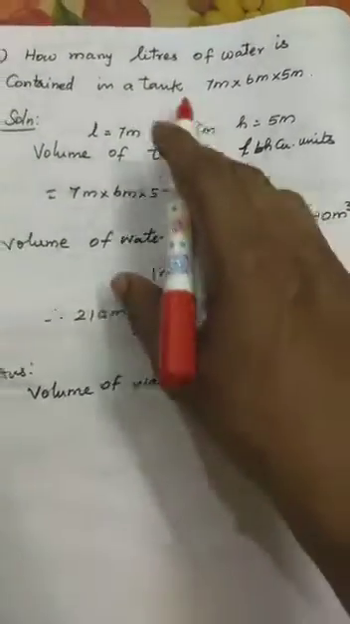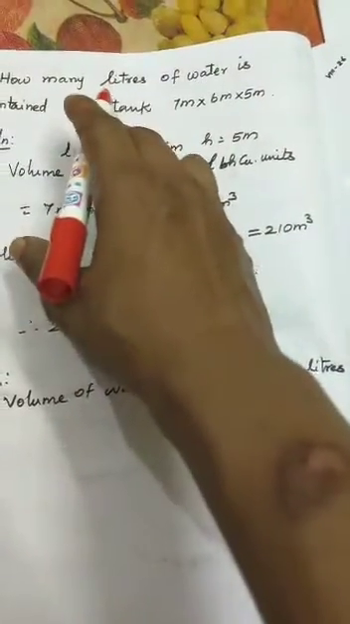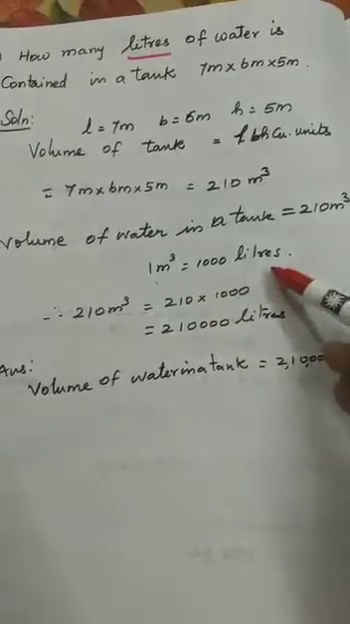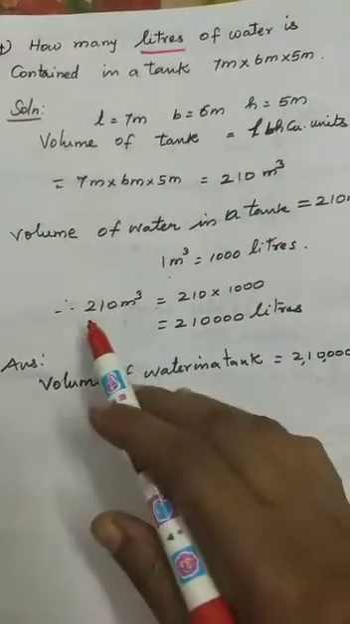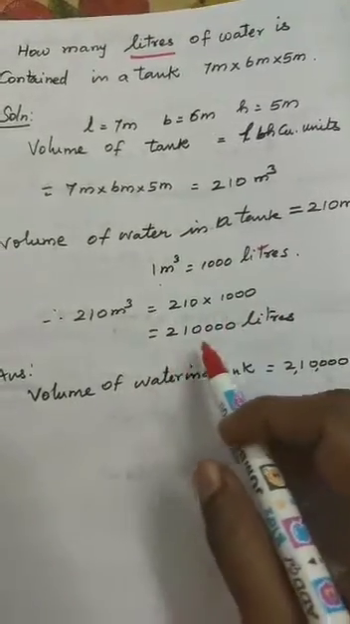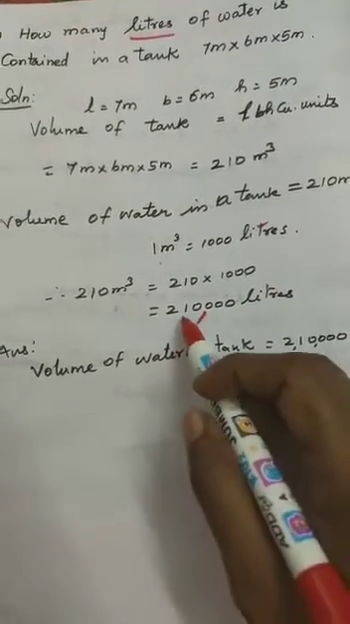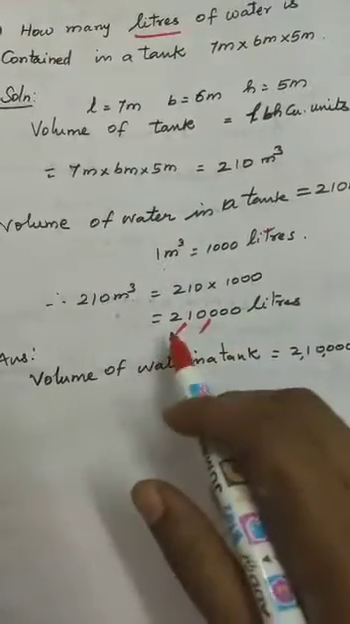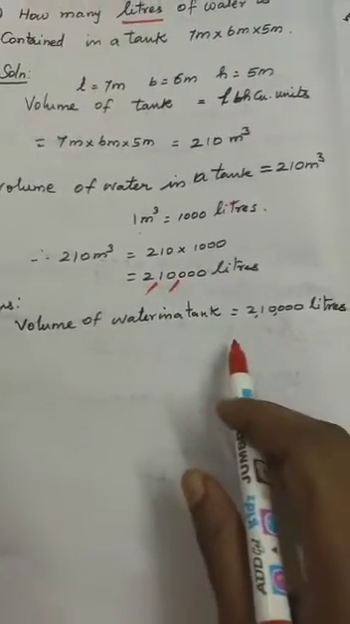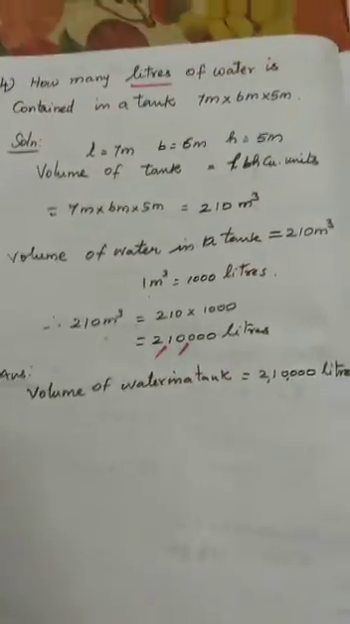Now we have to change this to liters. They asked how many liters, isn't it? 1 meter cube is equal to 1000 liters. So 210 meter cube is equal to 210 into 1000, we have to add 3 zeros, that is 2,10,000 liters. Volume of water in the tank is 2,10,000 liters.